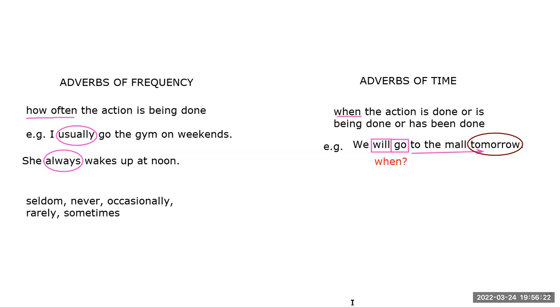So I'll give you one to try as well. So we have: yesterday, we won the competition. So first identify your action word, which is your verb. So what's the verb in the sentence?